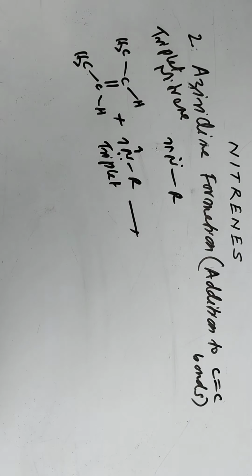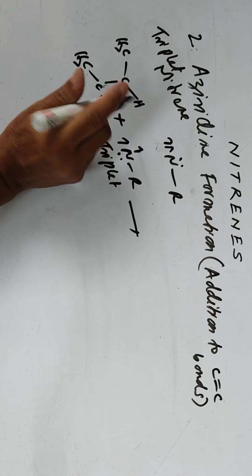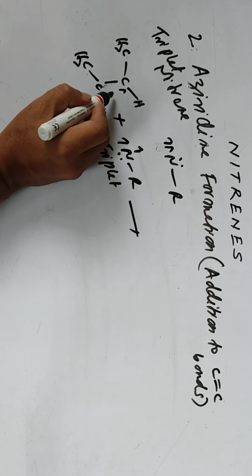Triplet nitrene. So triplet nitrene can attack. First, it can attack this formation. In the case of attack, the pairing will take place by Hund's rule, like we have discussed earlier in the case of carbon also. So here they have one for a pairing. One is up, one is down.